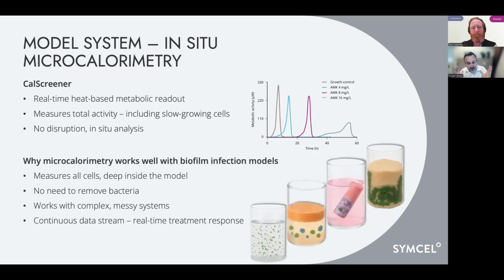So this works really well, as I said, in some of these complex model systems. We have been working with a lot of biofilms over the years, from environmental to infectious model systems. And the neat thing is that in a biofilm, we can have cells that are deep inside of the biofilm that we will still be able to detect the activity from with microcalorimetry.